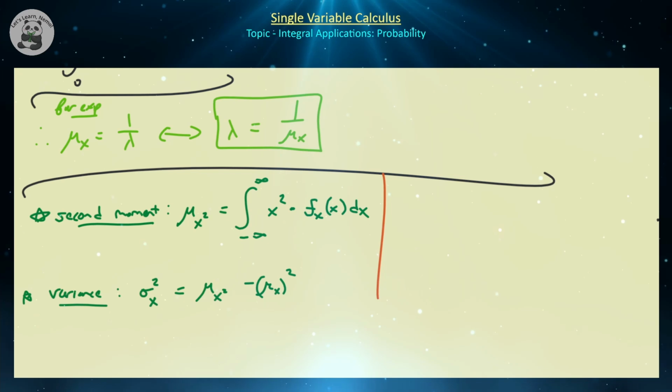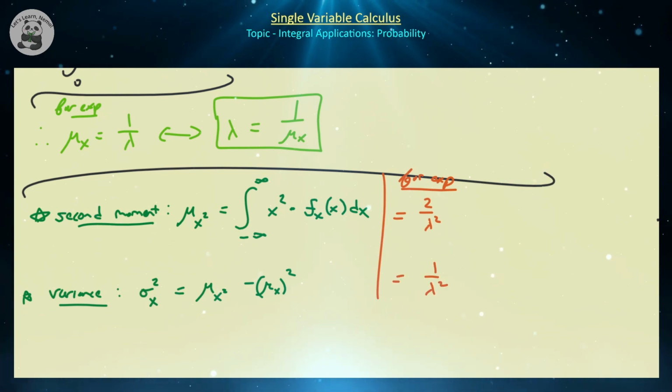And one can find that for exponential random variables, the second moment will be equal to 2 over lambda squared, and the variance will be equal to 1 over lambda squared. So those are some little algebraic calculations that you can practice on your own.